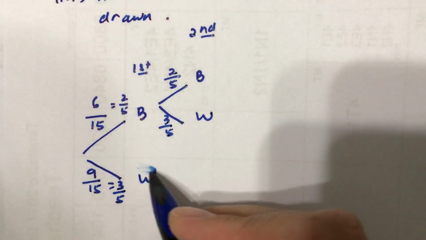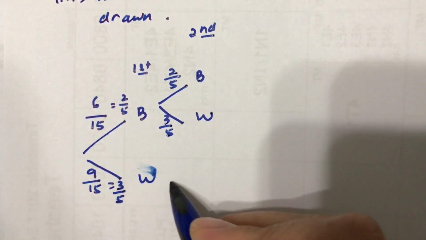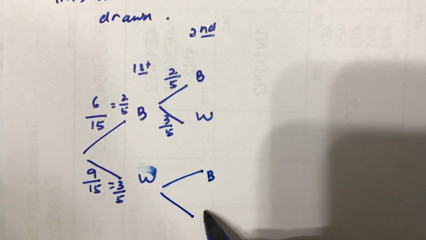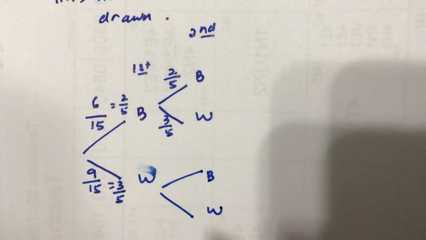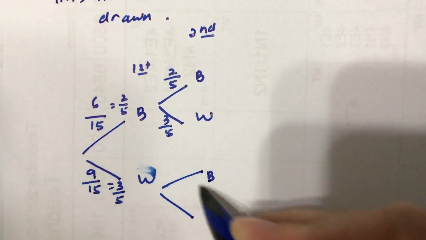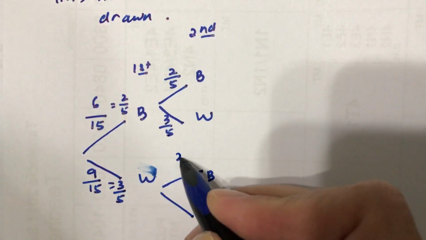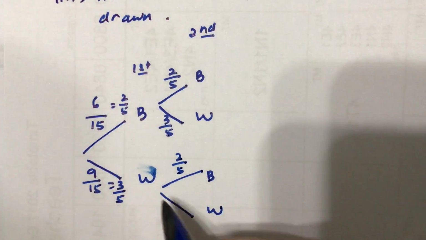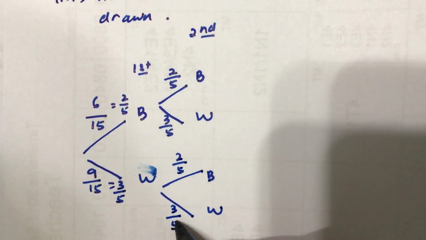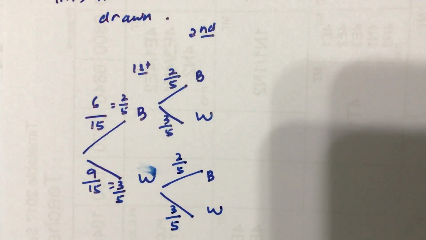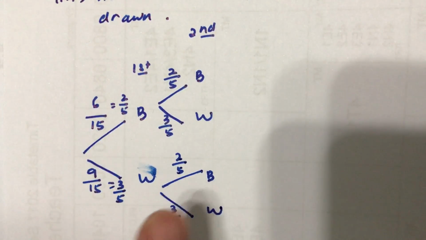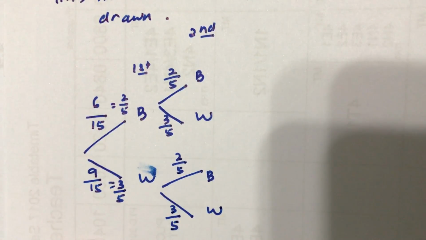Now, if I've taken white the first time around and I put it back in again, same thing. I have a choice of black or white for the second time. And same thing, for the black there is no difference. It's as if you have 2/5. The white, you have 3/5. So this is the tree diagram that shows what will happen when we have 2 draws and the token is put back after the first draw.